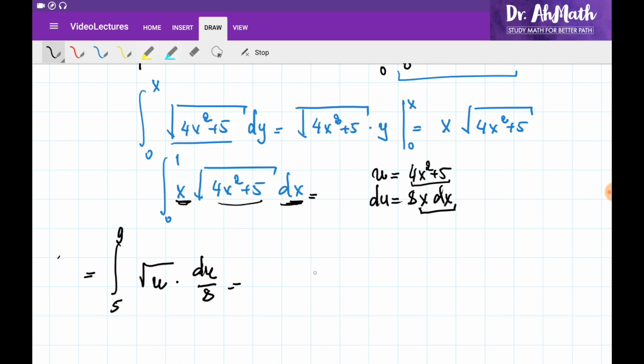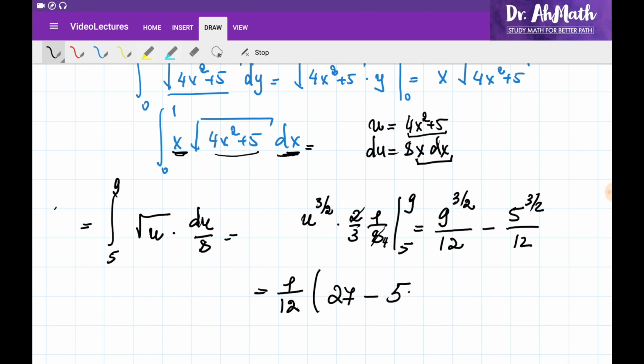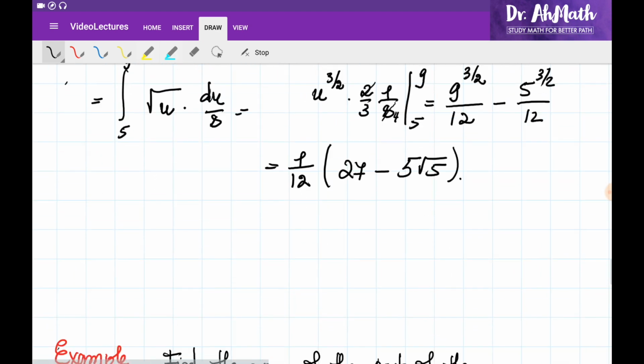So the integration of this function would be u to the power of 3 over 2 multiplied by the reciprocal of 3 over 2, which is 2 over 3, multiplied by 1 over 8. And we need to put the values 5 and 9 in here. If I substitute the numbers, I would get 9 to the power of 3 over 2 divided by 12 minus 5 to the power of 3 over 2 divided by 12. If I take 1 over 12 out of the brackets, 9 to the power of 1 over 2 is 3, 3 to the power of 3 is 27, minus 5 multiplied by the square root of 5. This is the surface area of this object. Let's consider another example.